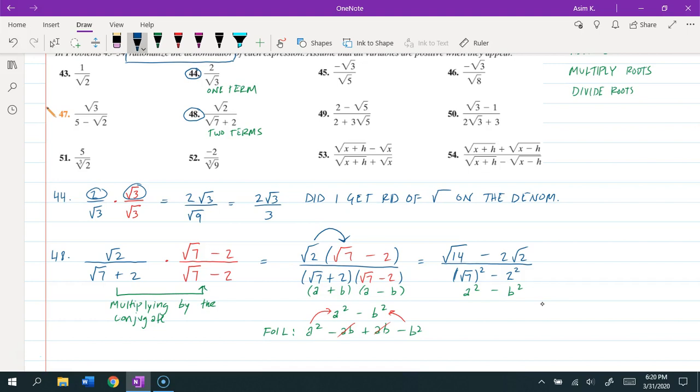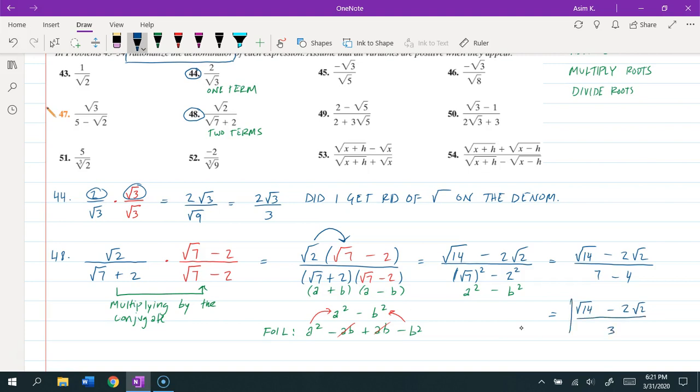All right, so in the top, we have root of 14 minus 2 root 2. In the bottom, we have, Bismillah, the root of 7. When you square it, what do you get? You get 7, right? And 2, when you square it, what do you get? You get 4. So 7 minus 4. And so our final answer here is the root of 14 minus 2 root 2 divided by 3.